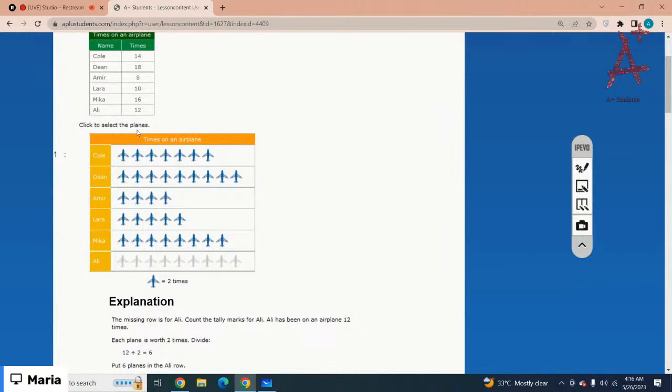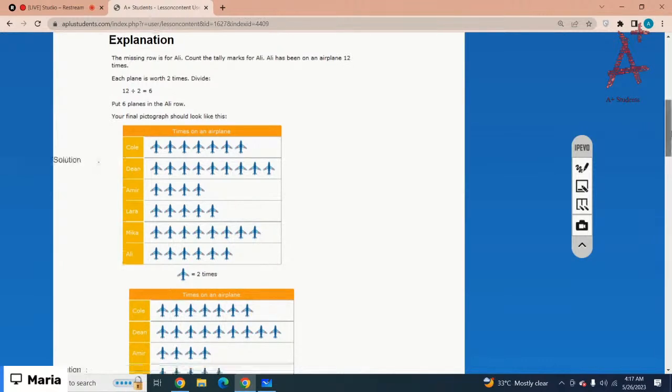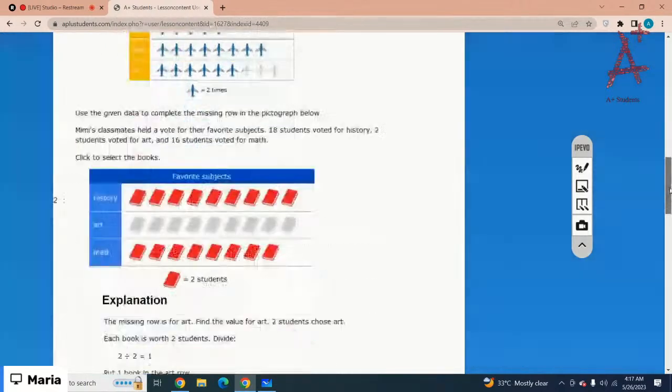So 12 divided by 2 equals 6. That means you need to make 6 planes for Ali. Got it? You can see here 1, 2, 3, 4, 5, 6. It would be 6. So that means the aeroplanes must be 6. Okay.